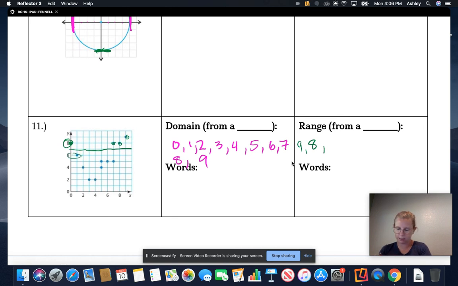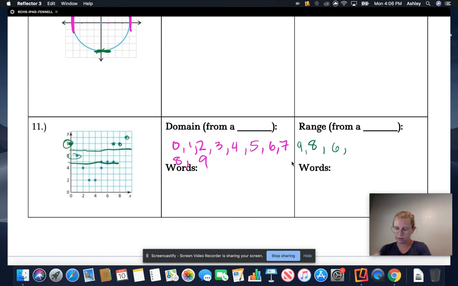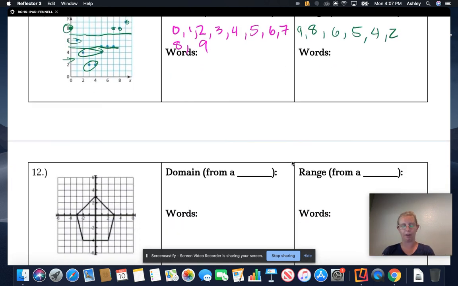Here's a 6. Lots of 5s. Only going to write them once though. And then 4, we have 2 different 4s. Again, only going to write it once. And then nothing at 3, and then 2 at 2. So because these values repeated for my range, I'm only writing them once because those are the possible values of y. We're not specifically saying where they exist.